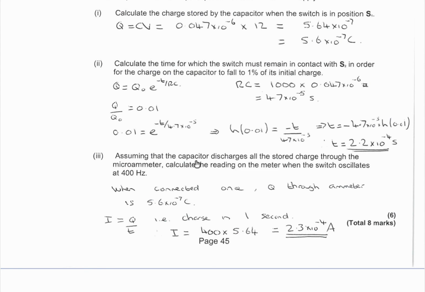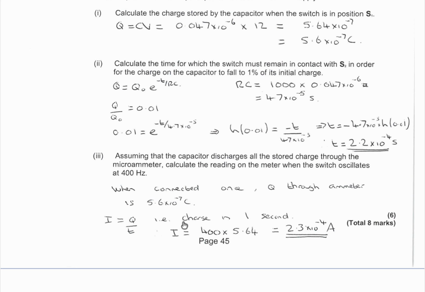So we're going to assume that the capacitor discharges all of its stored charge when it goes through the ammeter when the switch flicks over to that S2 position. And we want to calculate the current that this meter reads. Well, if you think about it, if it just flicked over once, the amount of charge that went through the ammeter would be this, because that's how much charge the capacitor holds when it's fully charged up. So if it simply flicked over to S2, this is how much charge would flow. But we don't want to know that. We want to know the current, and that's the amount of charge that flows in 1 second.